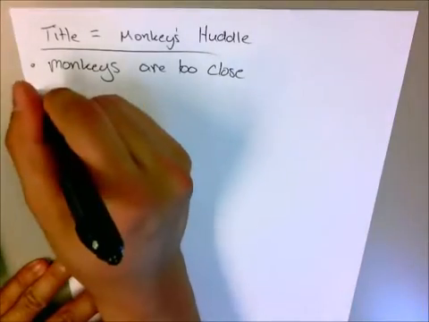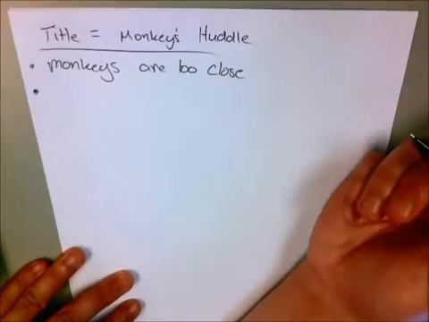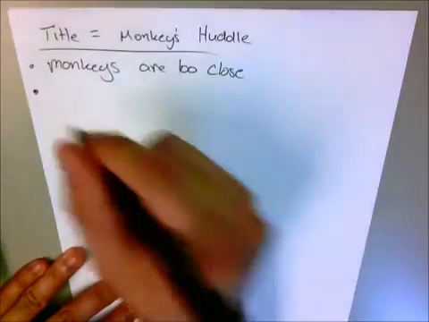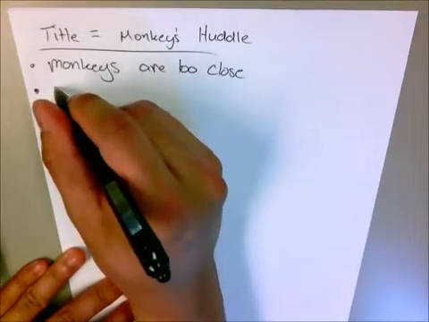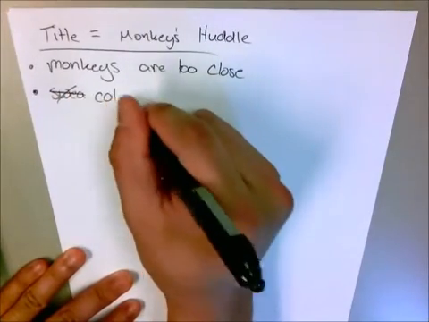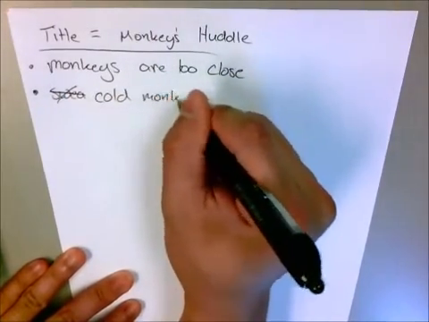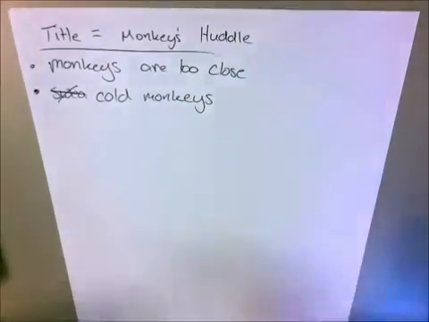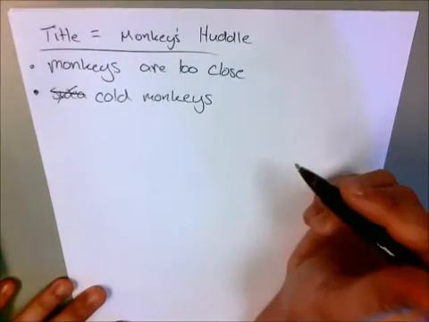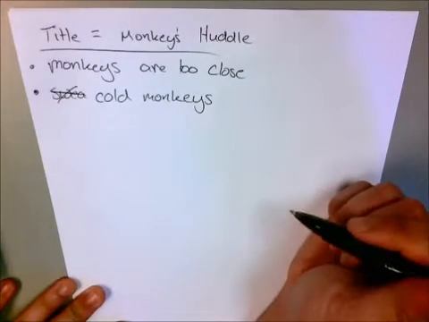Now you're going to do your hypothesis, and if you remember from last time, our hypothesis is why we predicted that they were too close. I said it was temperature, so I was like, maybe they're hot. Sweaty monkeys. Wait, no, that doesn't make sense. Cold monkeys. And so my hypothesis is that they are huddled up because they are cold.